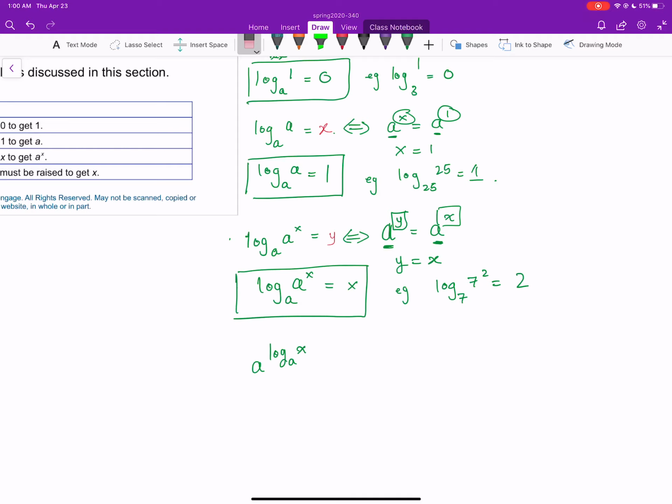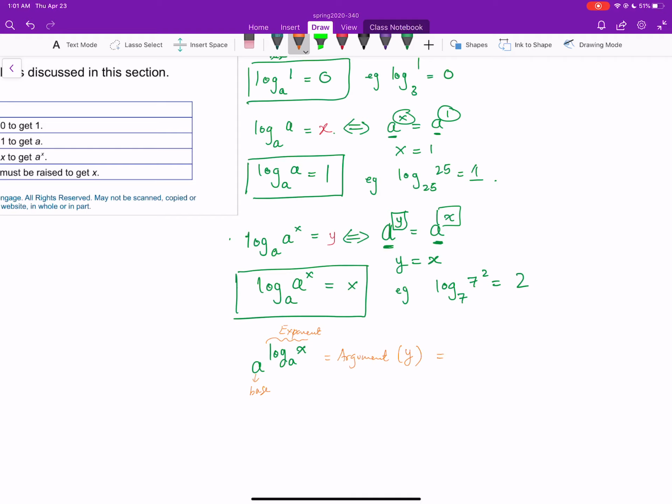Remember that a is a base. So really this is an exponential form, where this is the base, that's the base, and this whole log expression here is the exponent. The expectation is that it should return me back an argument. So let's call this argument y.